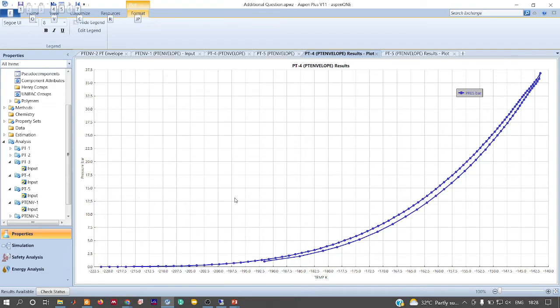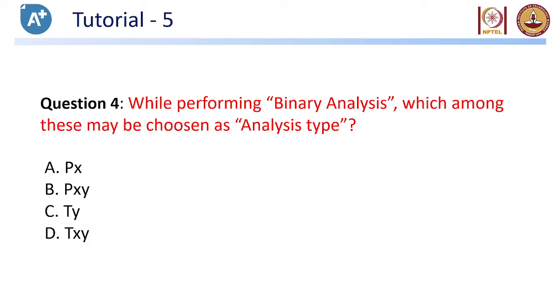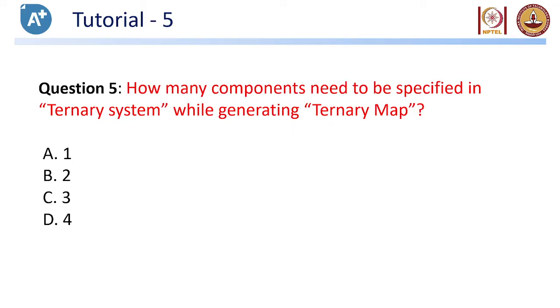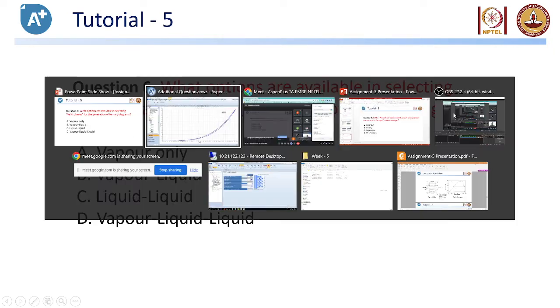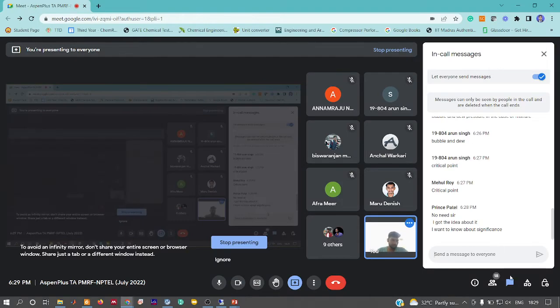Okay, fine. Now we'll move on to the next question. That's all. It's a very simple question. Yes. What options are available for selecting valid phases for generating ternary diagrams? Let me ask this question in the poll.